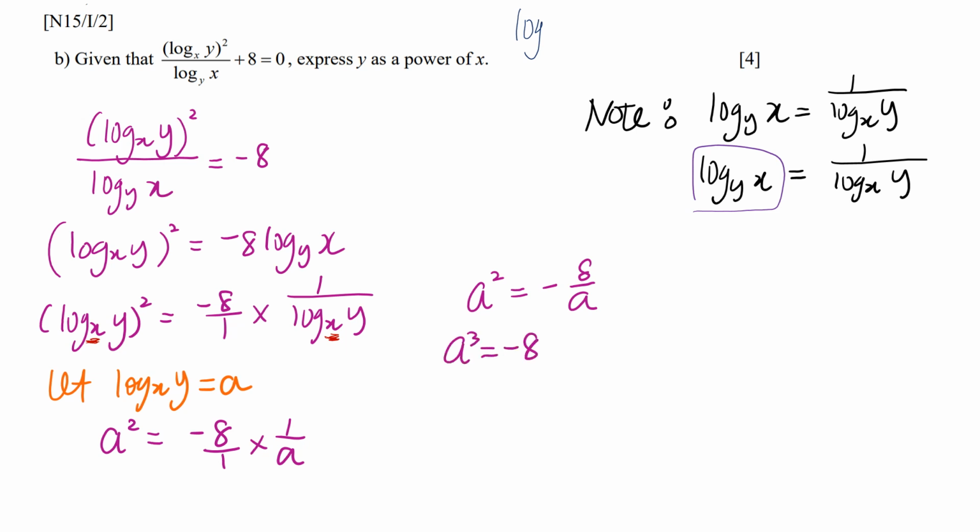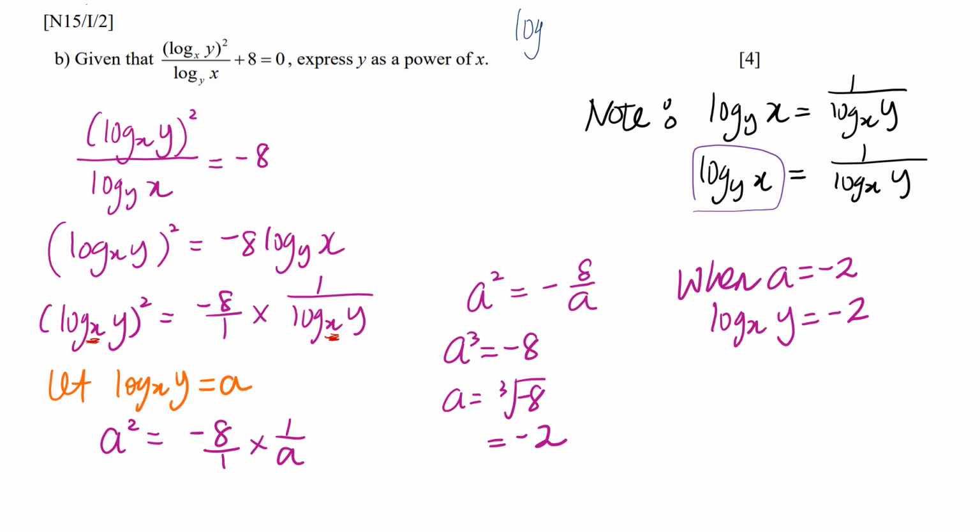Yes, right, to find the value of a, you cube root negative 8. Cube root of negative 8 will give you negative 2. Right, so a is a substituted value for log y base x, so you have to put it back. Then convert it into index form again, so x to the power negative 2 equals y. So therefore y is equal to 1 over x squared, or x to the power negative 2.